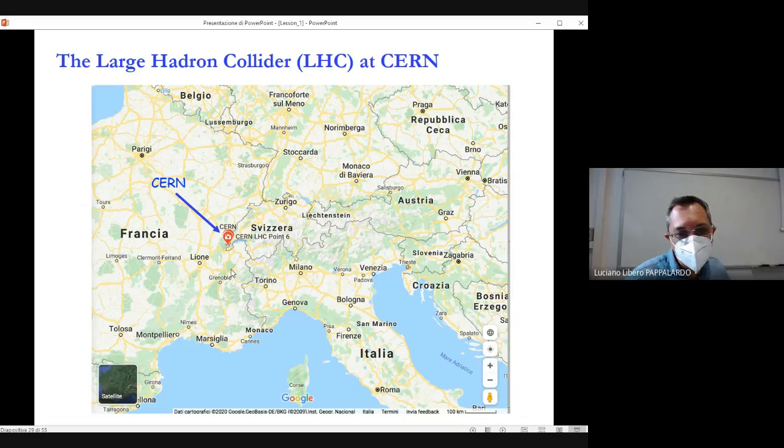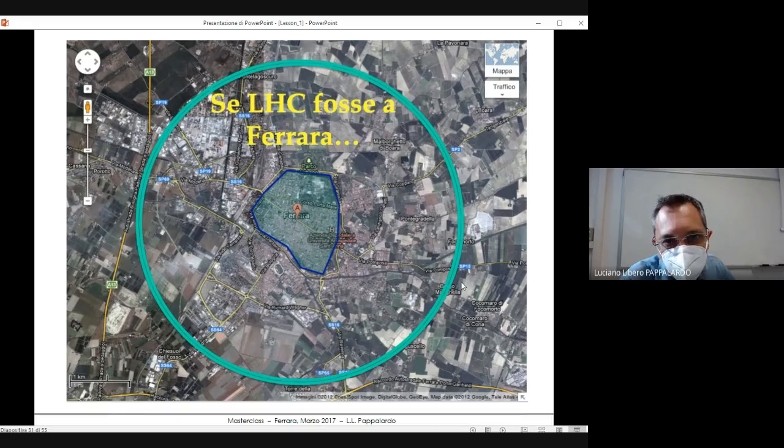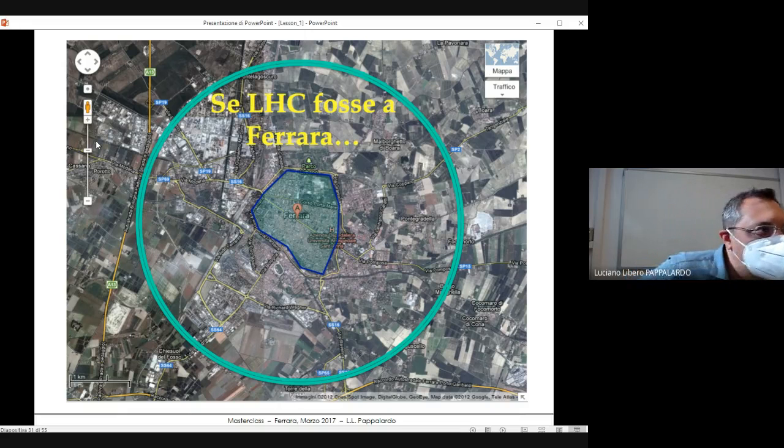Now, CERN, as you know, is located on the border between Switzerland and France. It is in the western periphery of Geneva. You see here, I think everybody has seen this picture already. So you see the Alps in the background, the Geneva Lake here, the Geneva Airport here. And this yellow ring indicates the position of the Large Hadron Collider, which is, of course, not on the surface, but it is 100 meters underground. This funny picture shows you how the LHC compares with the size of Ferrara. So this is the ancient wall of Ferrara, and you see how huge this accelerator is. So there is a circumference of 27 kilometers.